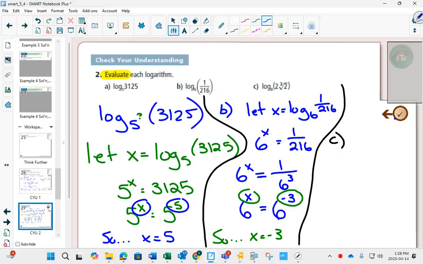So then part C, this one for sure, I think it makes sense to say let x equal this, because it's not intuitive. 8 to what exponent would be 2 cubed root 2? Not easy to figure out. So I'm going to write let x equal log base 8 of 2 cubed root of 2, and then change it. Base is 8, the exponent is x, to 2 cubed root of 2.